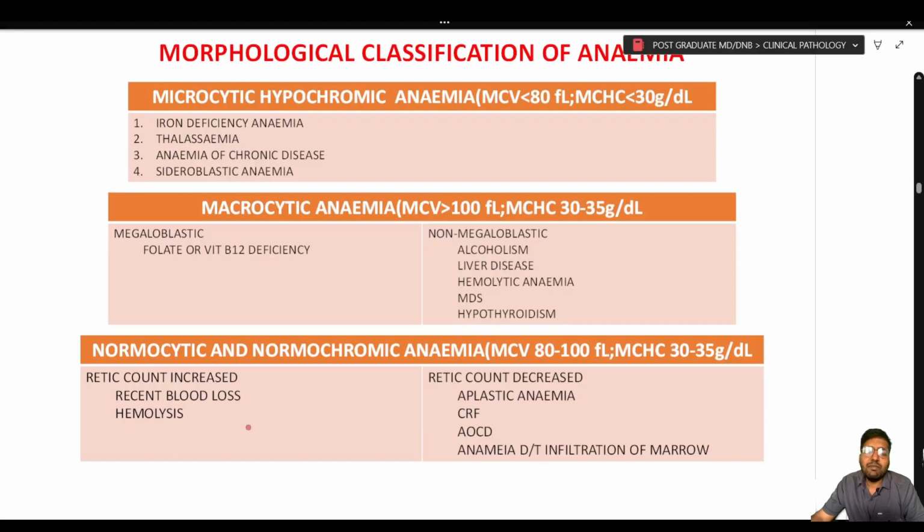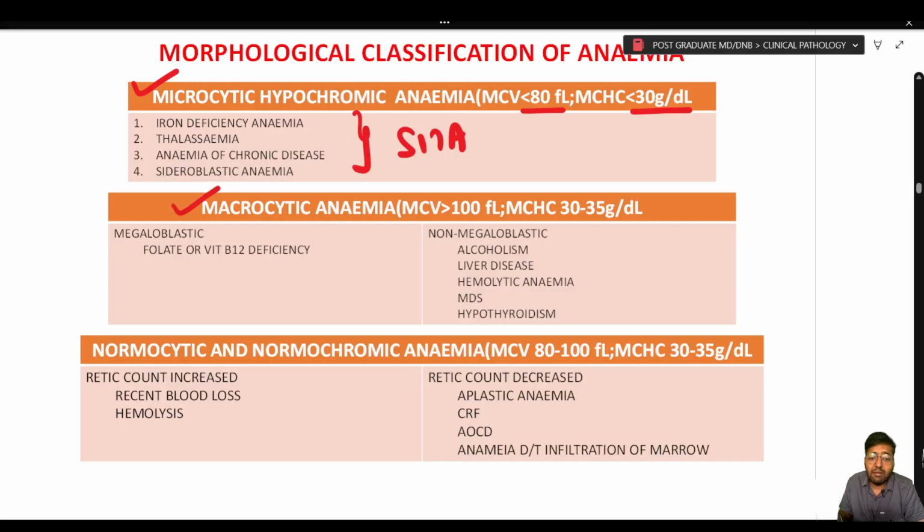Okay, so now you must be thinking, why, sir, is morphology of RBCs so important? Because if you are writing the morphological diagnosis in the peripheral blood smear report, then the treating clinician can get an idea as to the probable cause of the anemia. So what is the morphological classification of the anemia? Very important, microcytic hypochromic anemia, wherein the MCV is less than 80, MCHC less than 30 gram per deciliter. So what are the conditions where you get this? Again, the condition is SITA, as I've already explained. S stands for sideroblastic anemia, iron deficiency anemia, thalassemia, and anemia of chronic disease.